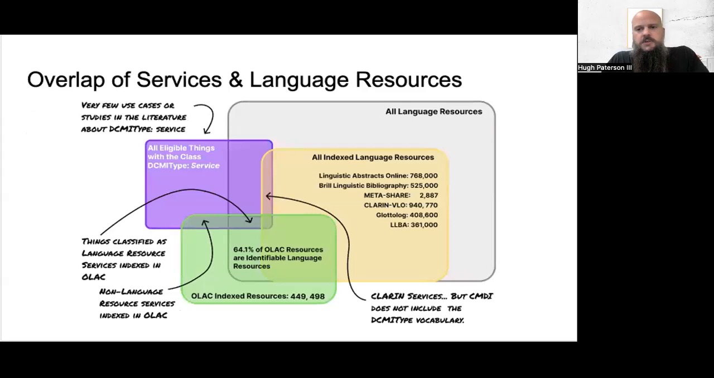Overlap of services and language resources. This is a Euler diagram, and if we had all language resources that we knew about in the gray, I'm suggesting that the purple would be a class of all possible services and that there's some overlap. And if we knew of all, yellow being all of the indexed language resources, well, it would have some overlap with the purple. And of all the ones that are available in the green, only about 65% of the ones in OLAC really have an identifiable language associated with them. This is related to practices of indexing and curation at the data providers.